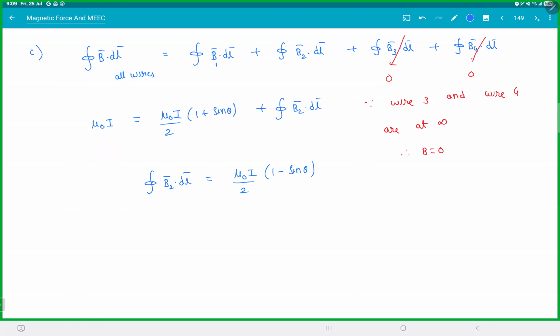Clear? For wire 1, the magnetic field and the loop's length will be parallel, whereas for wire 2, you cannot find it. There is no direct way to figure it out. Is this clear, everyone? Yeah, this is how they can twist Ampere's law and you can get questions of this sort.